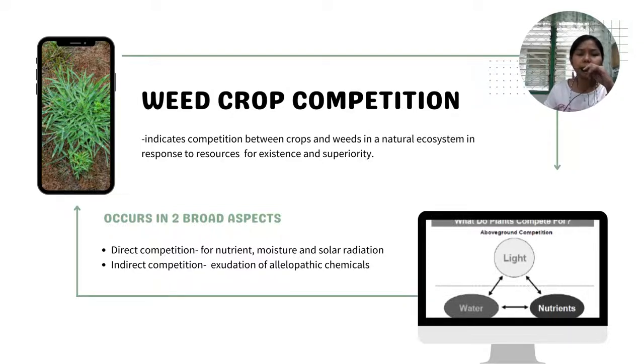When we talk about weed-crop competition, rather this is the third topic na pala. So this indicates the competition between the crops of interest and weeds in a natural ecosystem in response to some resources, for their existence and superiority. So what are these resources? So we have space, solar radiation, water, nutrients, right?